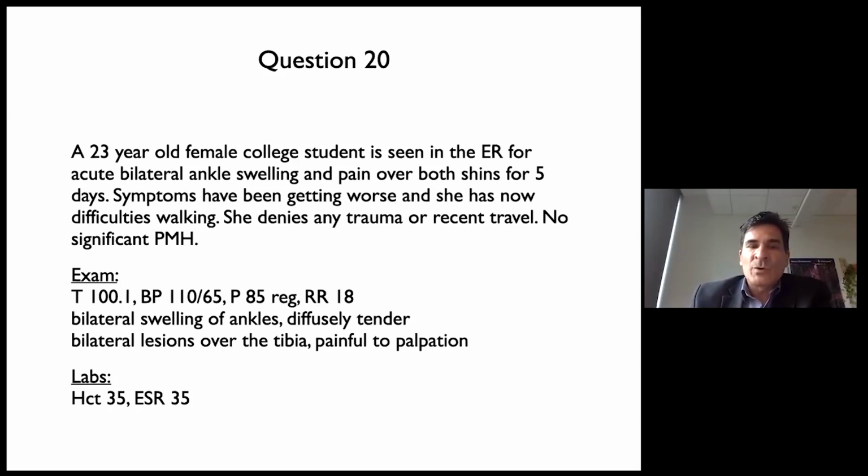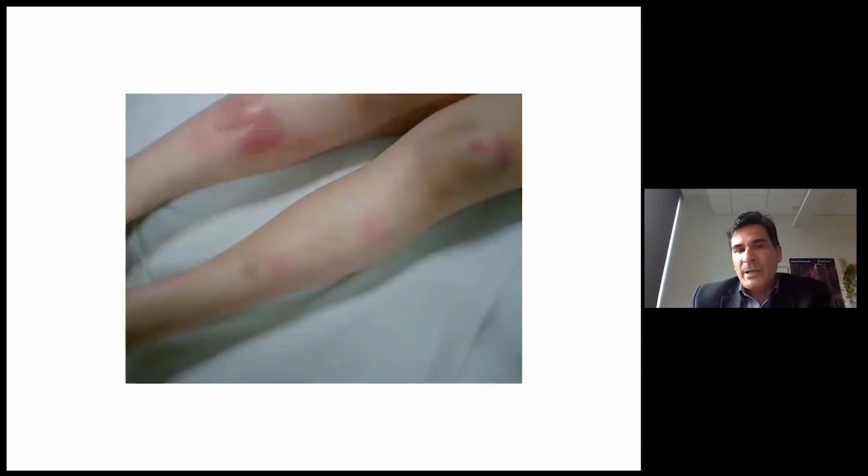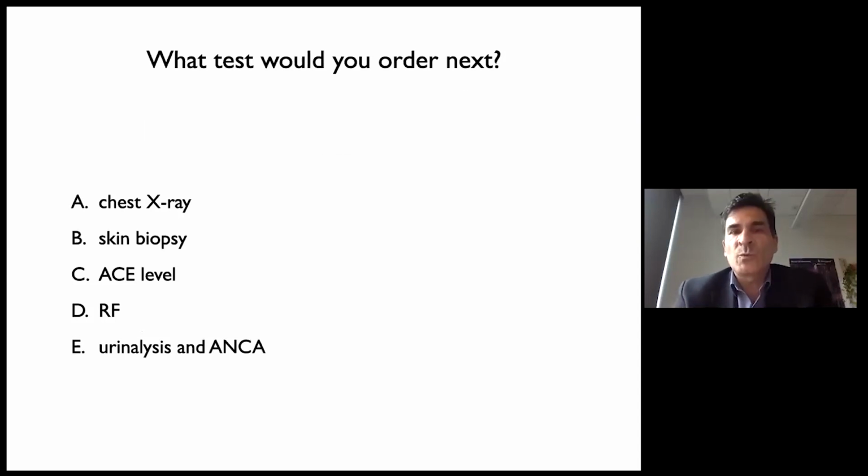Hematocrit is borderline, and inflammatory markers are slightly elevated. And this is a picture of these lesions. So you see these slightly raised erythematous bumpy lesions on the patient's legs. And the question is, what would you order next? A, chest X-ray, B, a skin biopsy, C, an ACE level, D, rheumatoid factor, or E, urinalysis and ANCA. And the correct answer is A, a chest X-ray.